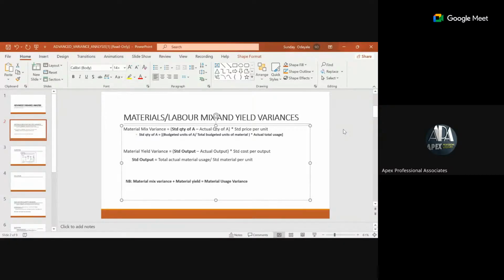Now see down there, I mentioned that the material mix variance and material yield variance will always give you your material usage variance, which is a basic variance. Remember our variances: for material, we have material price and material usage. Now this applies to labor and variable overhead too. So your labor mix variance and your labor yield variance give you your labor efficiency variance. Same thing for variable overhead. So that is it about the mix and the yield variance.